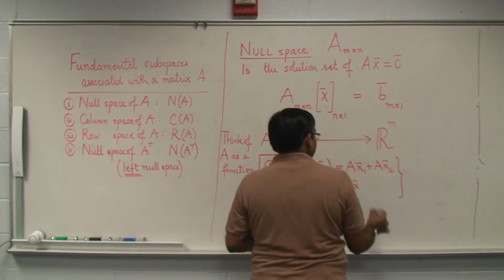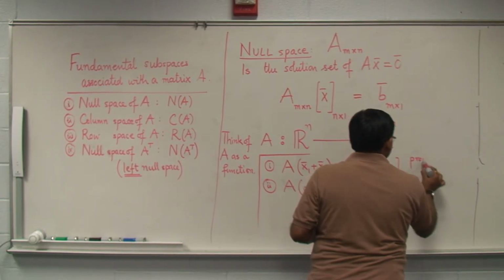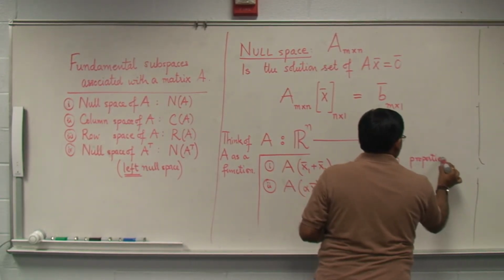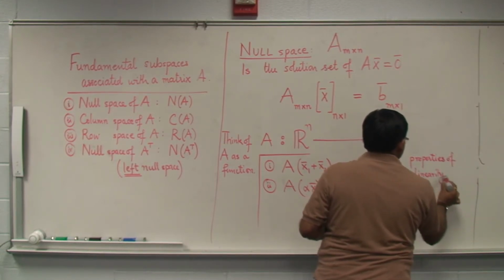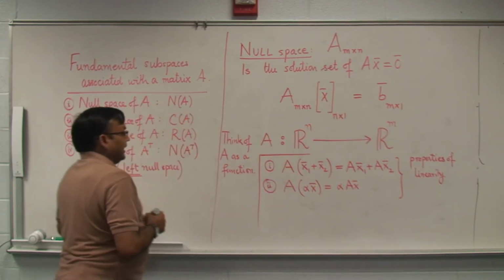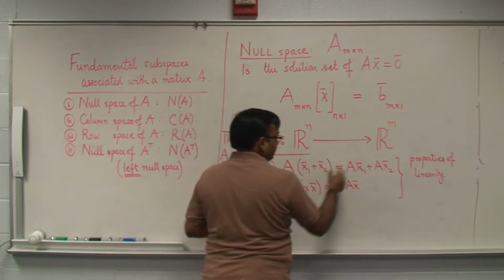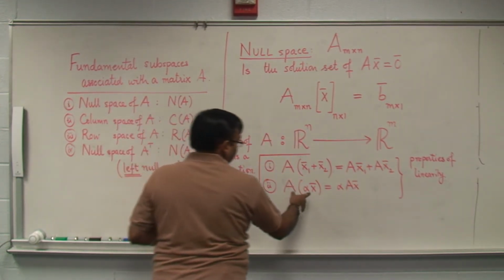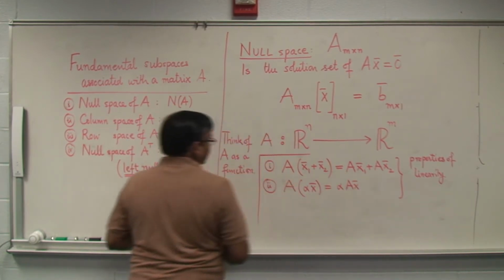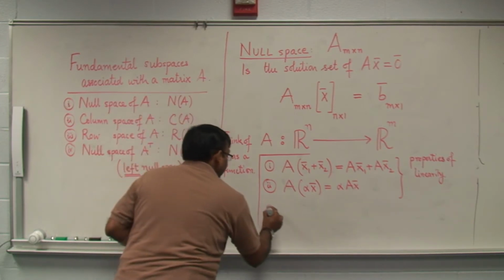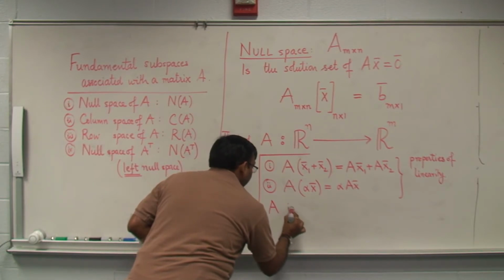These two properties are what we call the properties of linearity. And any function which possesses these two properties, that means it takes the sum of two vectors and maps it to the sum of the images, and it takes a scaled version of a vector and maps it to the scaled version of the image, whenever a function possesses this, we will call A a linear transformation.